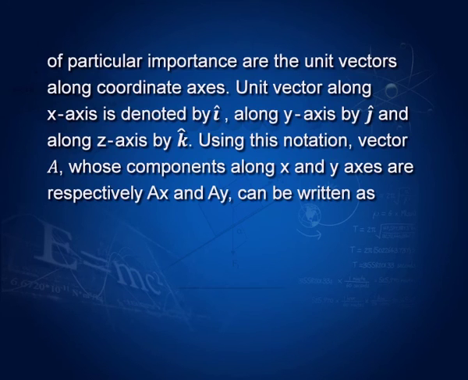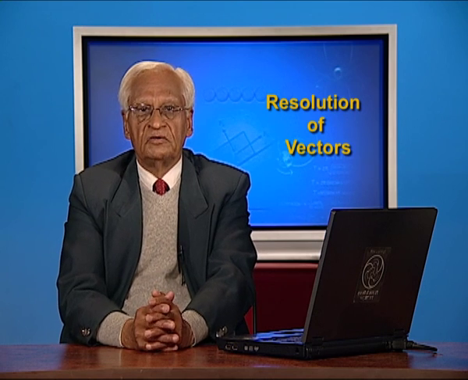Of particular importance are the unit vectors along coordinate axes. Unit vector along x axis is denoted by i cap, along y axis by j cap, and along z axis by k cap. Using this notation, vector A, whose components along x, y are respectively a x and a y, can be written as vector A equal to a x times i cap plus a y times j cap. This is how we write vectors now in terms of the unit vectors.